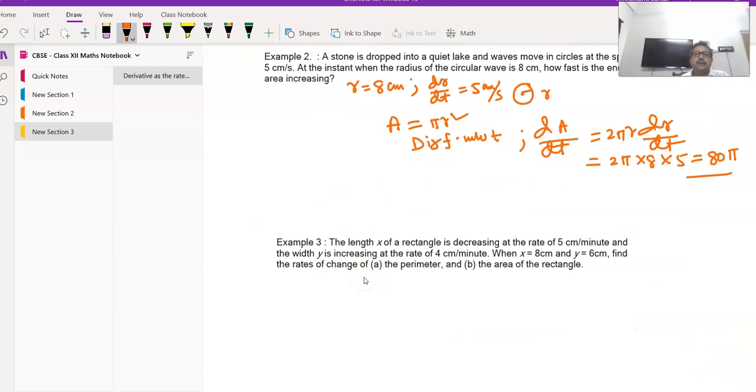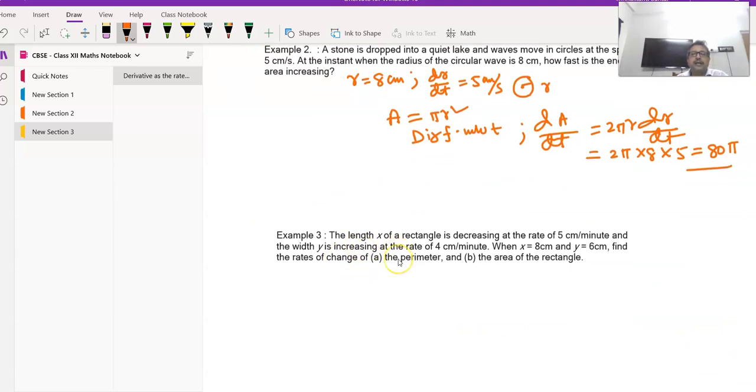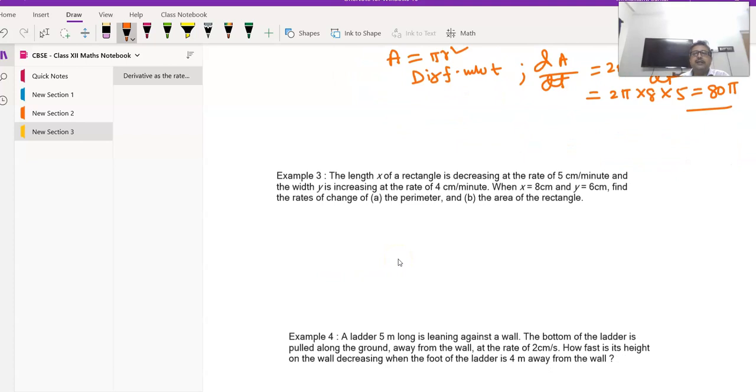The length x of a rectangle is increasing at the rate of 5 meter per minute and the width y is increasing at the rate of 4 centimeter per minute. X, y given, find the rate of change of its perimeter. So you pose the problem in this manner. Length and width they have already given. You don't need to change any symbol over there. Perimeter P equal to twice x plus y.